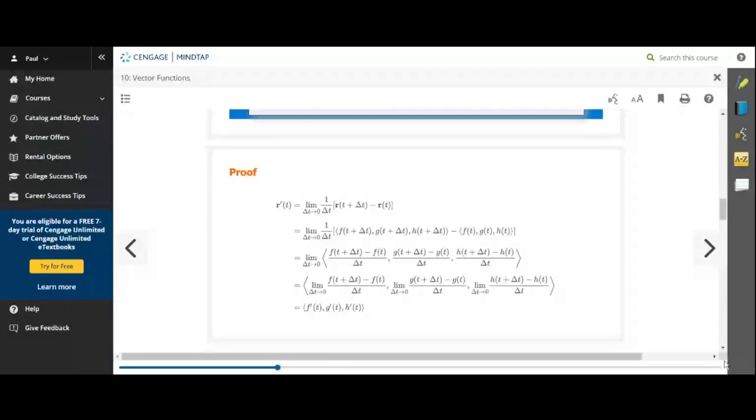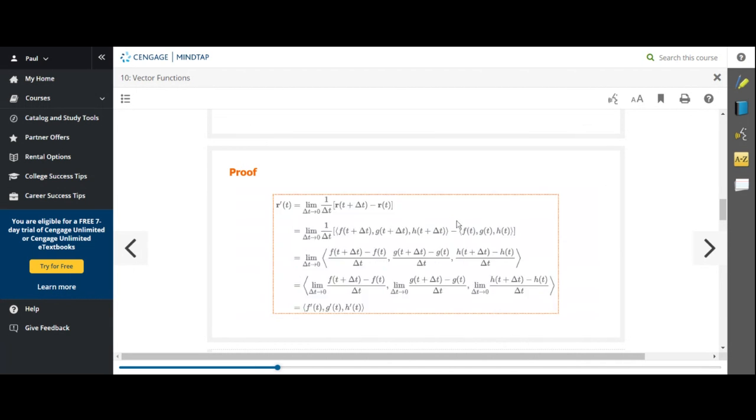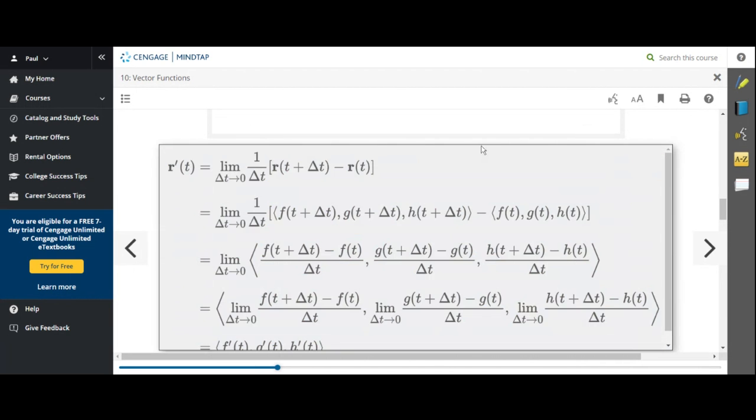They have a little proof here, which is pretty cool. Instead of letting h go to 0, they let delta t go to 0. Delta t is the difference in times. Instead of r of t plus h, they have r of t plus delta t, and you take the limit. How many have seen that kind of definition? Well, I want to be a little bit careful here. This is fine. Let's just look at the derivative.